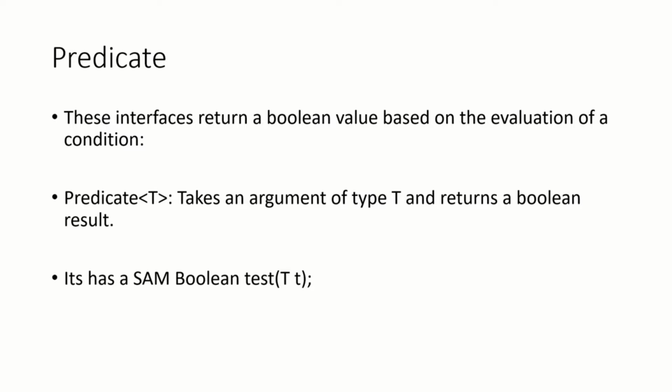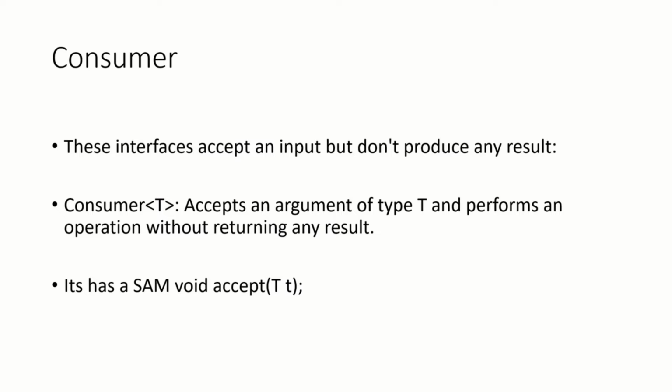Let me summarize Predicate. Predicate is a kind of functional interface having a single abstract method test. This test method takes T as an argument and returns a boolean value. As simple as that. When we create the application, we'll implement these things as well. Now let me go to the next slide and show you the Consumer.